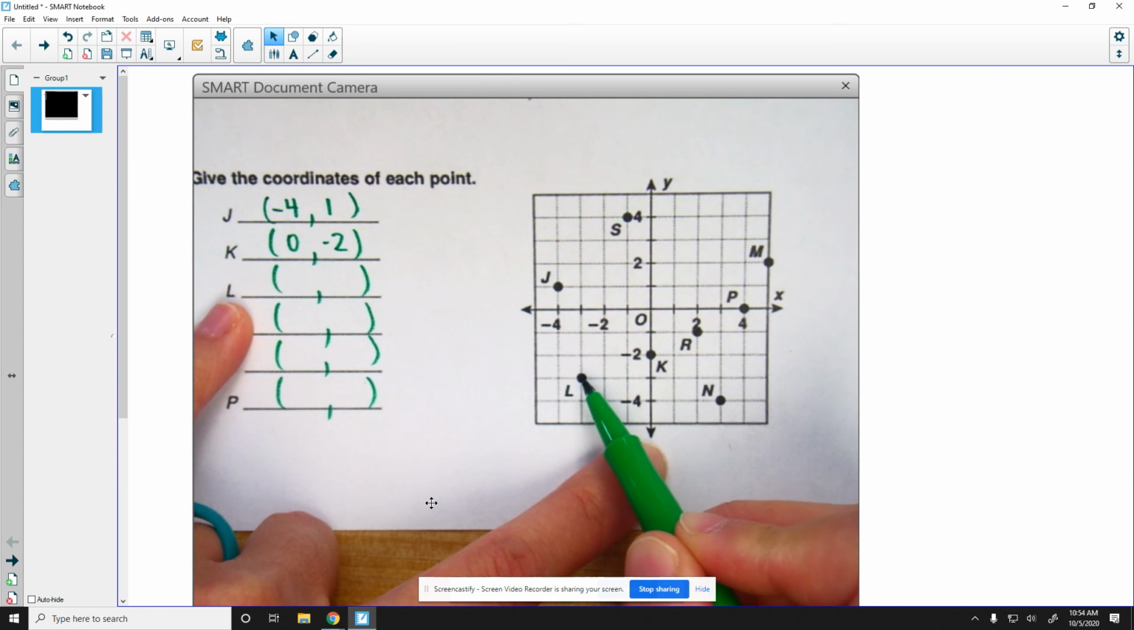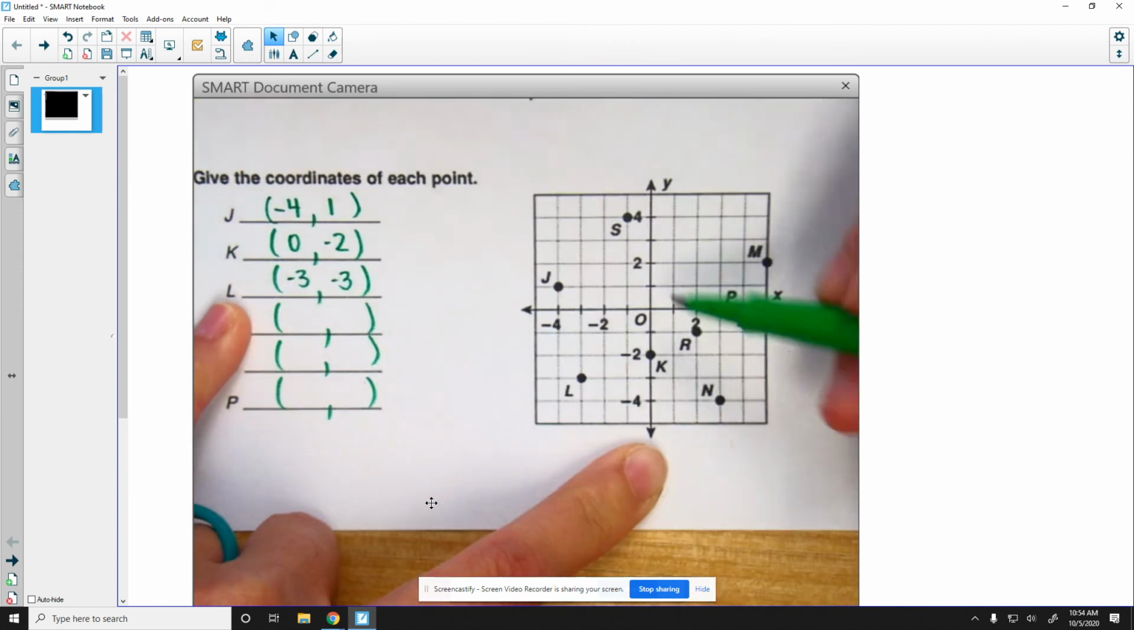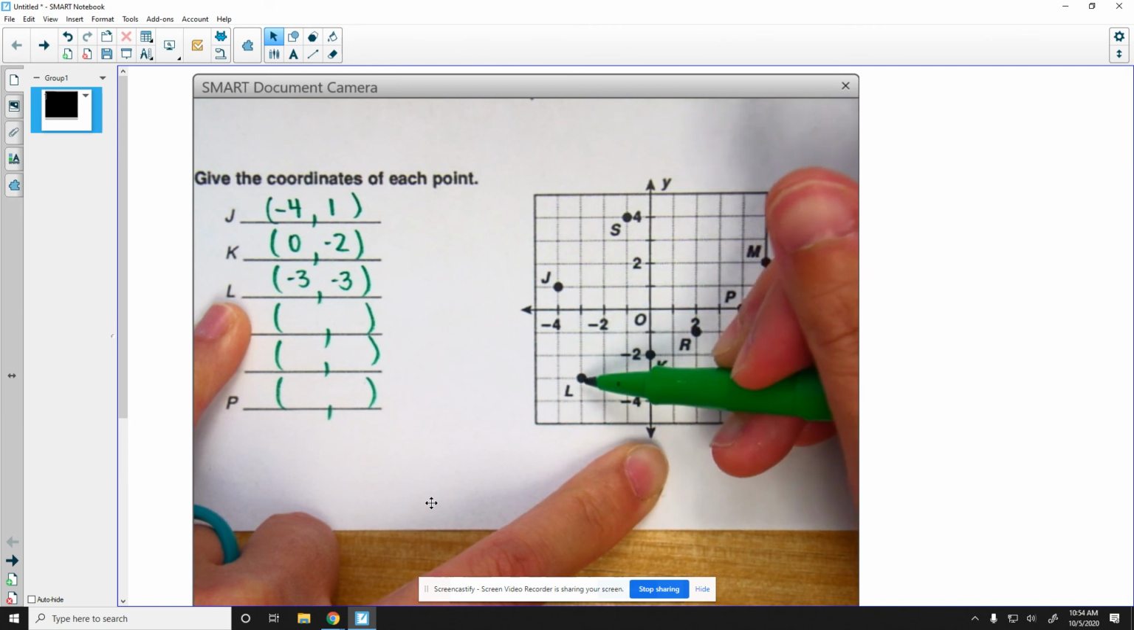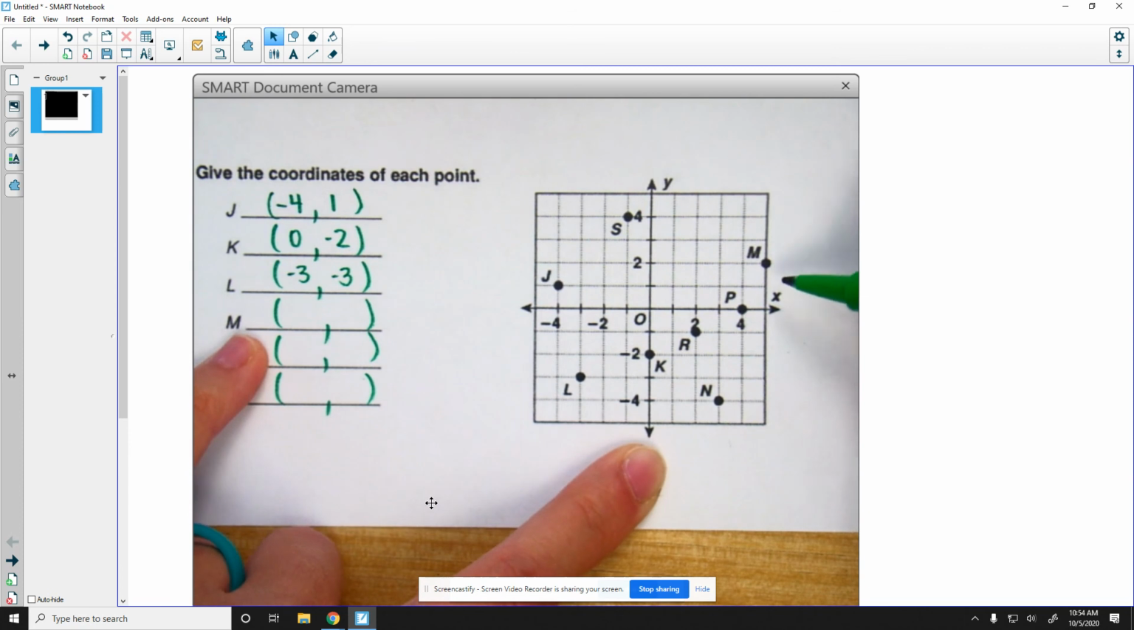All right, L is right here. Anyone think they know that one? Taylor? -3. Yeah, -3 comma -3. So you start from the center. You went -3 to the left and then up, down to the -3.